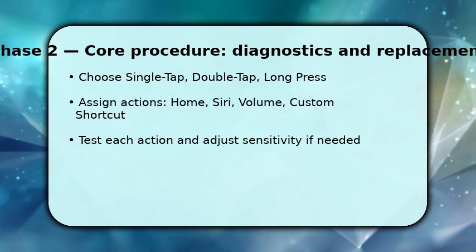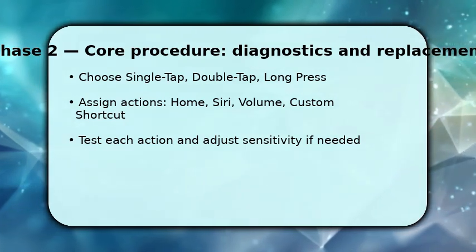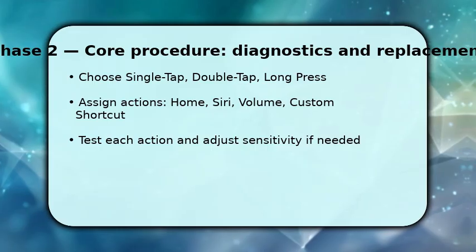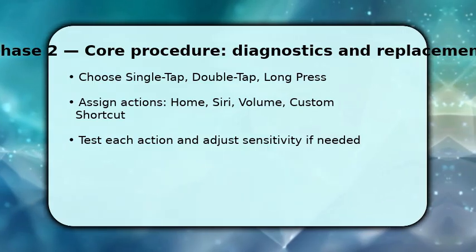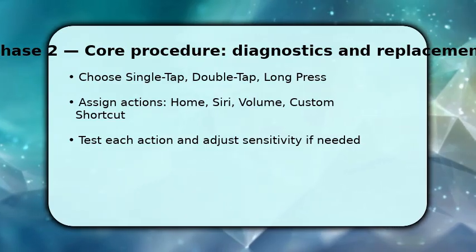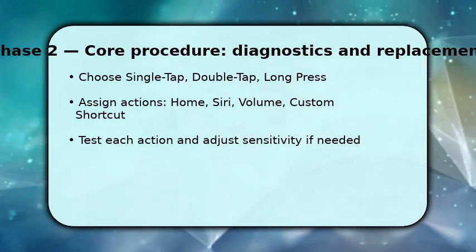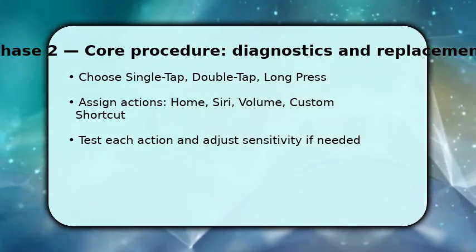Now configure what that button does. You choose single tap, double tap, and long press to cover common needs. Tap an action, then select from built-in items like Home, Siri, or Volume, or pick a custom shortcut for automation. This matters because mapping the right actions saves time and avoids accidental triggers.